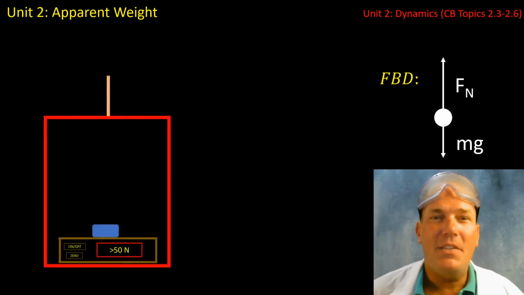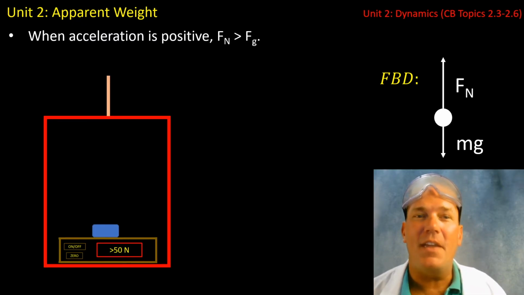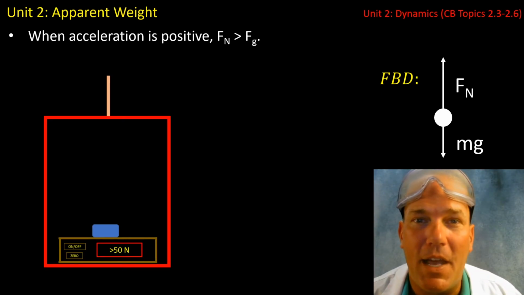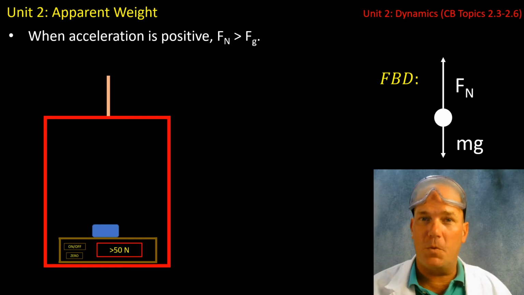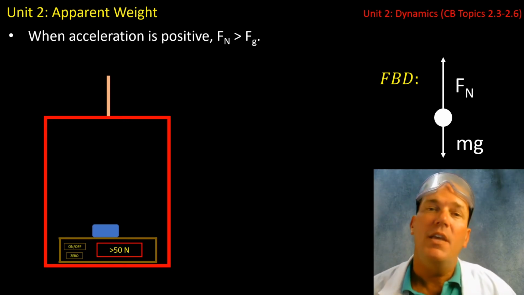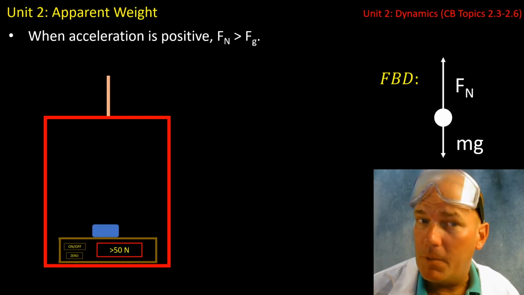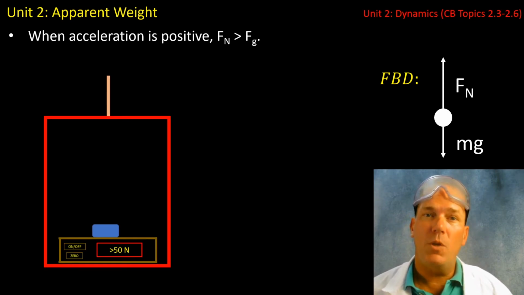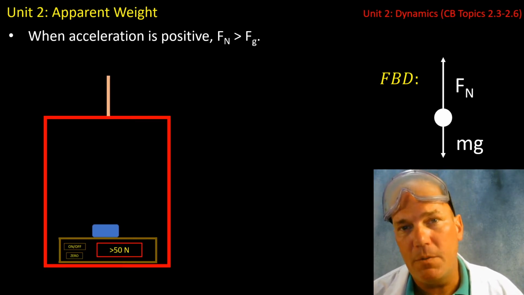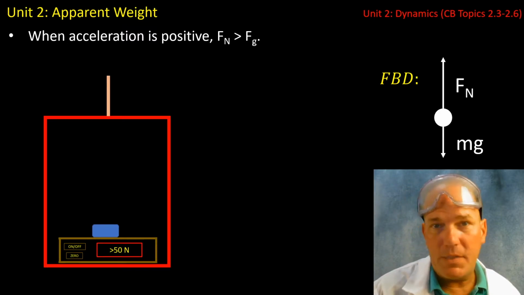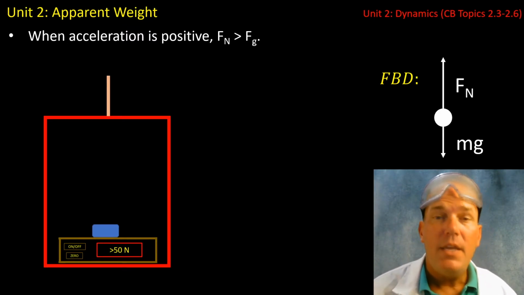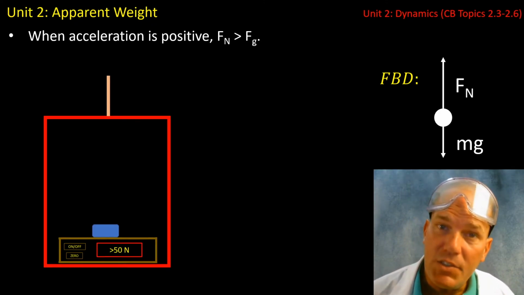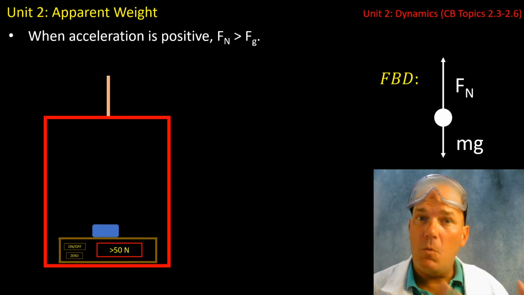So let's look at a situation in which this elevator is accelerating. Notice the length of the vector on the free body diagram is now greater for force normal than it was for the object when it was in equilibrium. When the acceleration is positive, force normal will be greater than the force of gravity. Okay? Now the weight doesn't change, but apparent weight, again, is that upward force onto the object, force normal. That does change, and I'm going to show you here why.